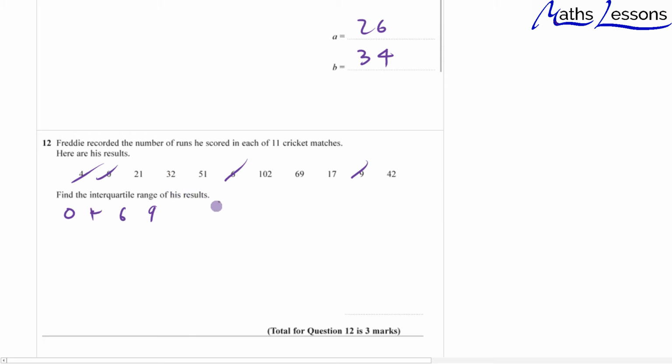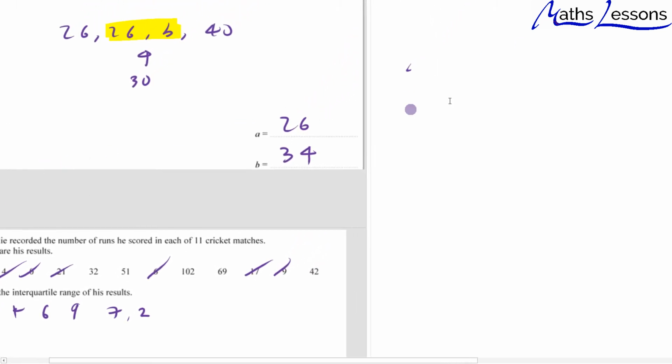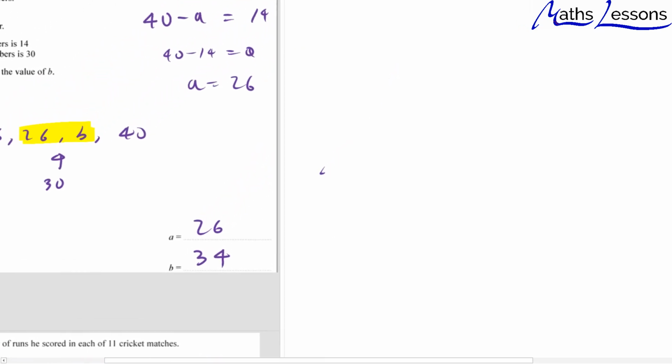Something going wrong with my pen, but let's keep going. 17. Really does not want to register. 21. Just going to quickly close down the OneNote. Open it again.